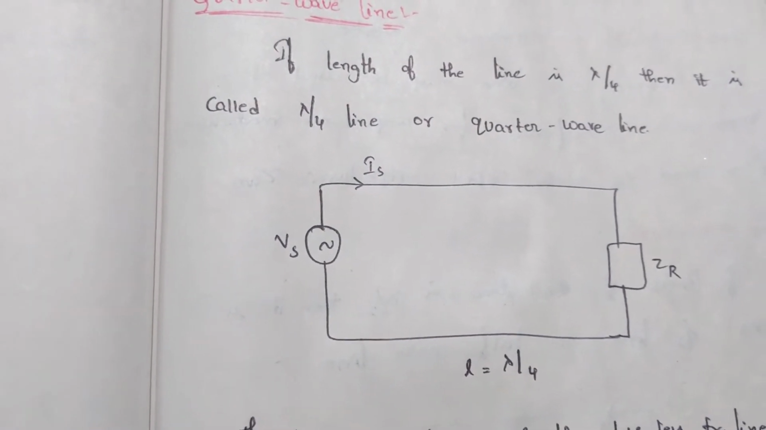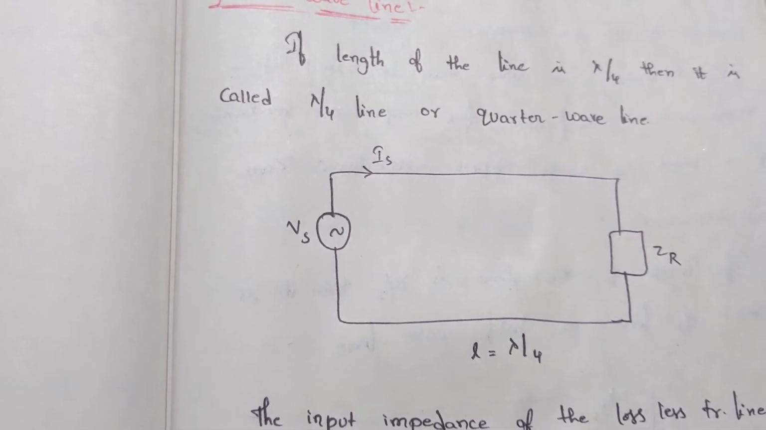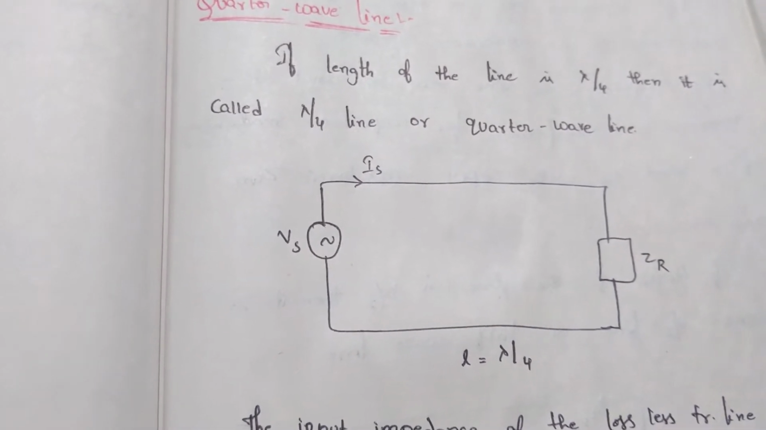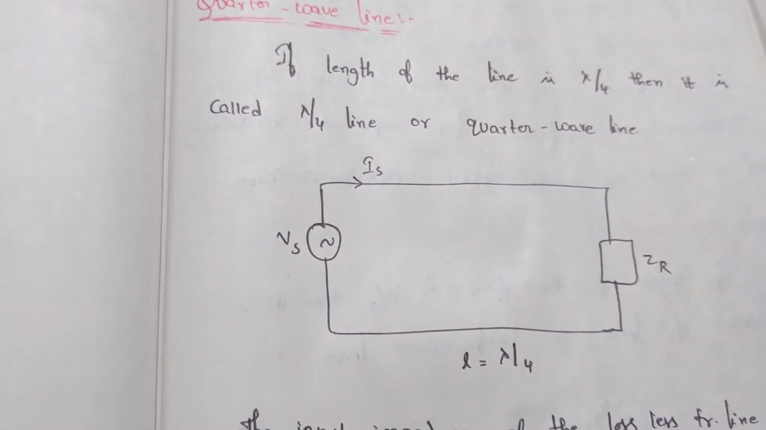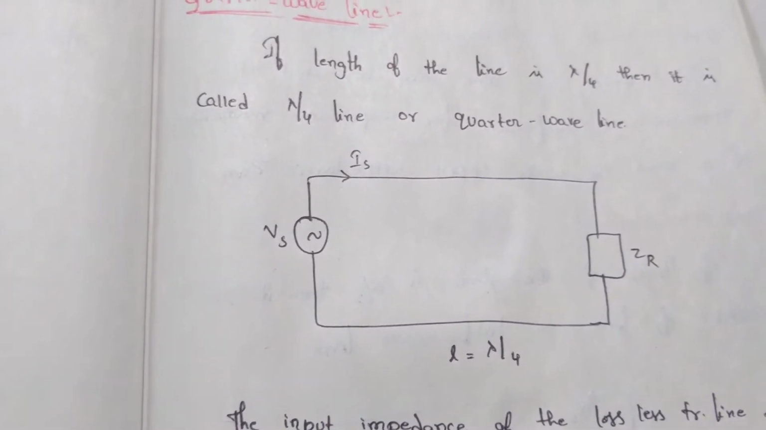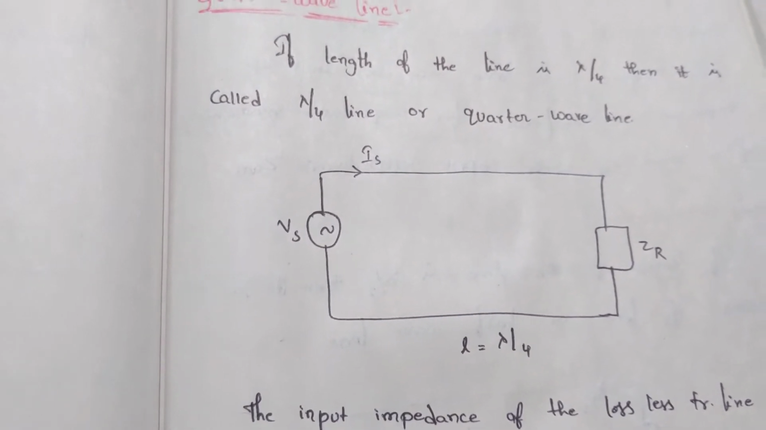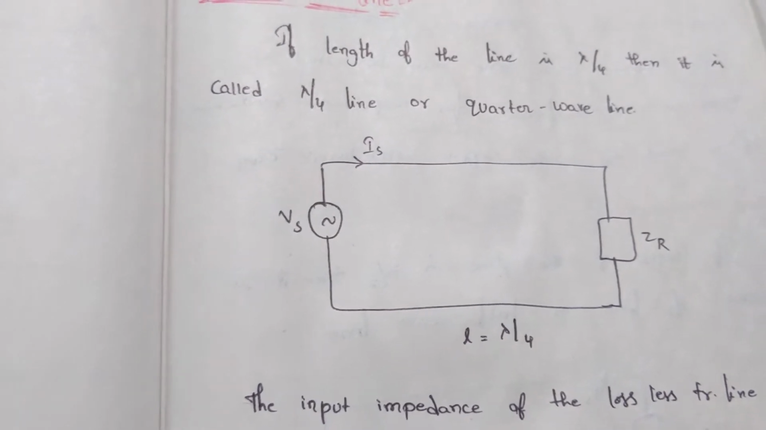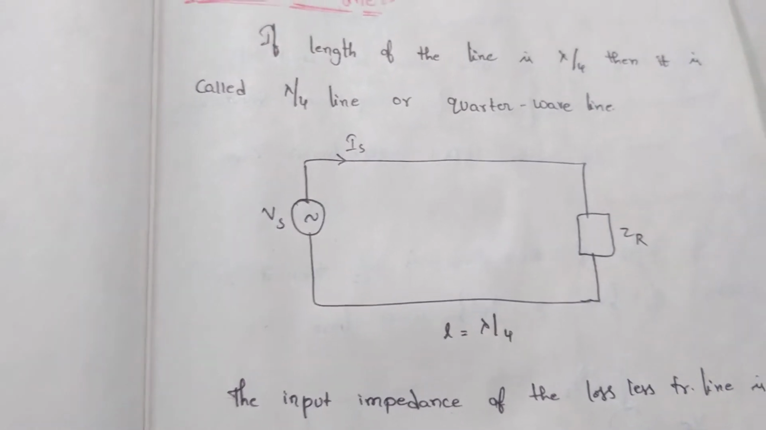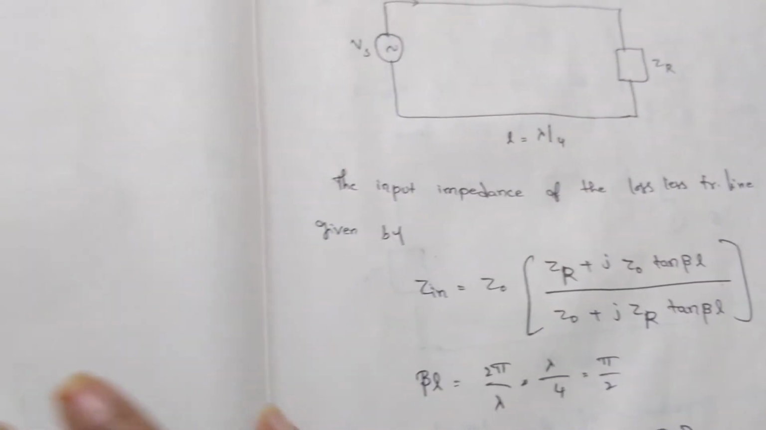We already stated various points in our previous classes. Whatever the input impedance, if it equals the characteristic impedance Z naught, then the line does not have any reflections. Other than the characteristic impedance, the line is supposed to have some reflections. Now we are going to see whether this input impedance equals the characteristic impedance or not. What will be the value?